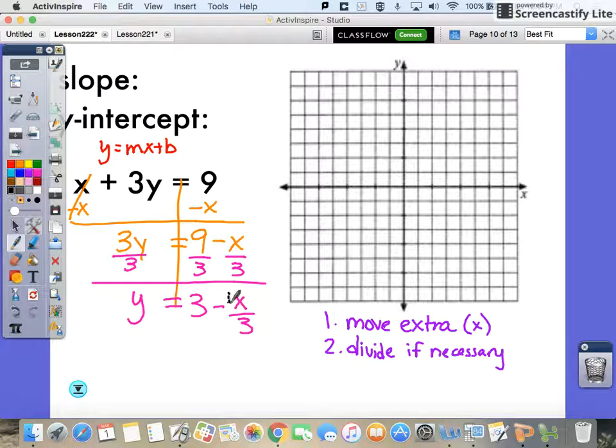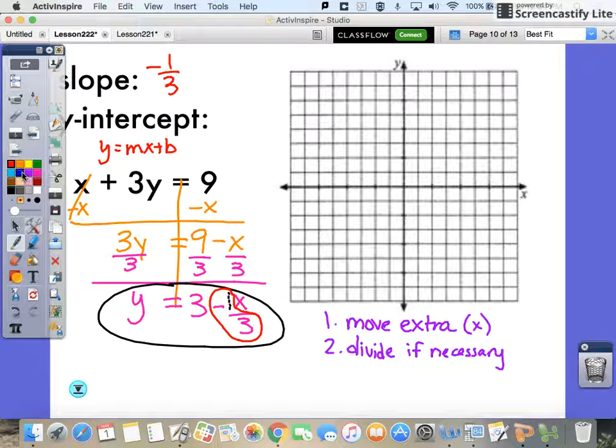Feel free to add a 1 right here, you guys, to make that clear for yourself. So now it's mx plus b. Our m value is the coefficient of x, so it's this negative 1/3. And then the intercept is this 3 right here. It's the extra number, and the sign in front is what it is. Since there's nothing, that means it's positive. So we start at 3, and then our slope is negative 1/3. So we drop 1, run 3, drop 1, run 3, or go up 1, back 3, up 1, back 3. And there's our graph.